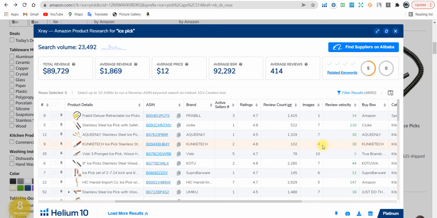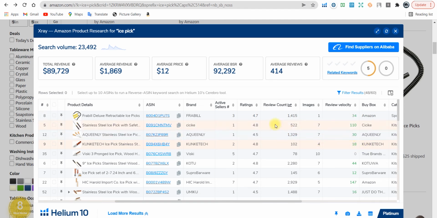Okay, so if I take 2 to 3 months to source this product from China, maybe by that time the reviews will get to 150 or something like that. You can see here the others have very fast review velocity. They are 34 and 110 and 30, and this one has 18. It's a good one, right?